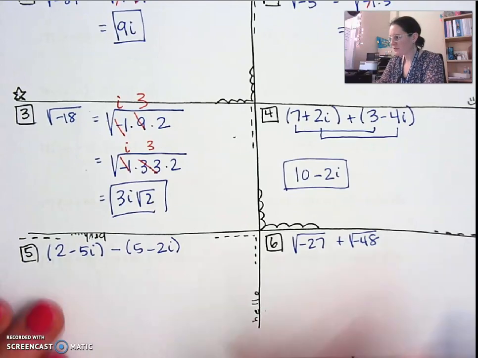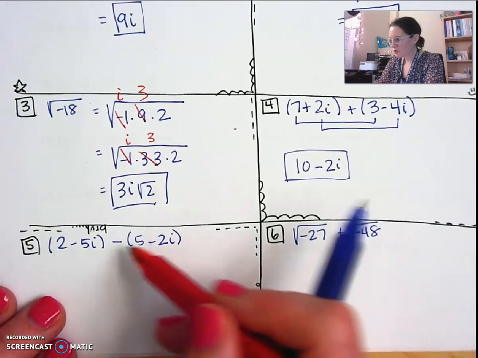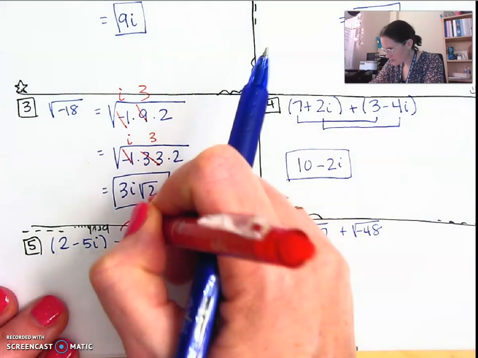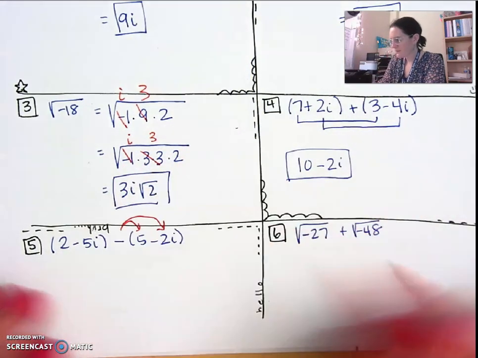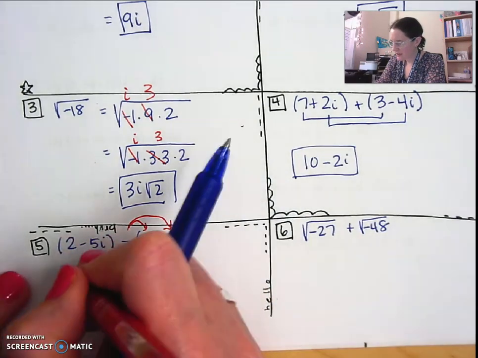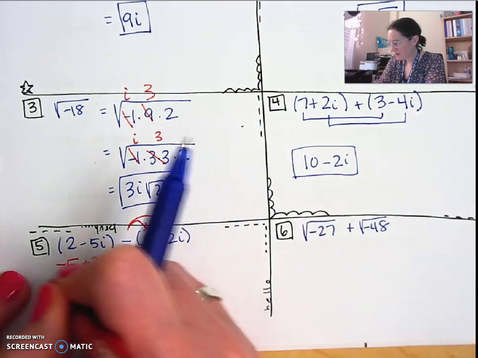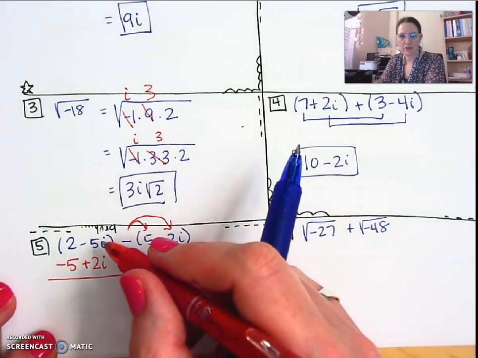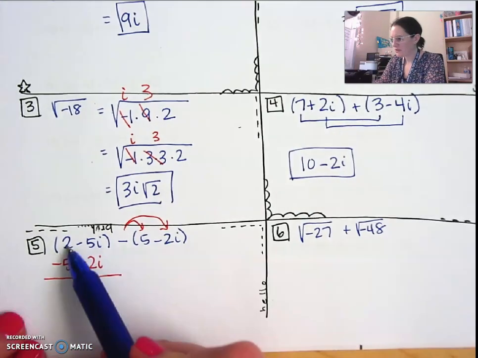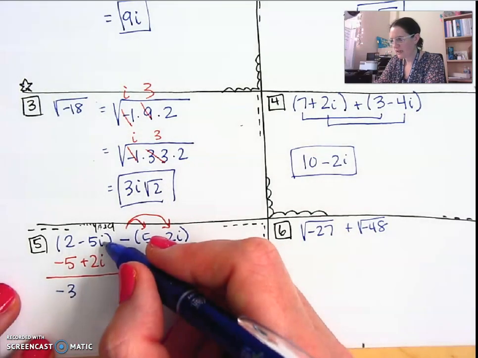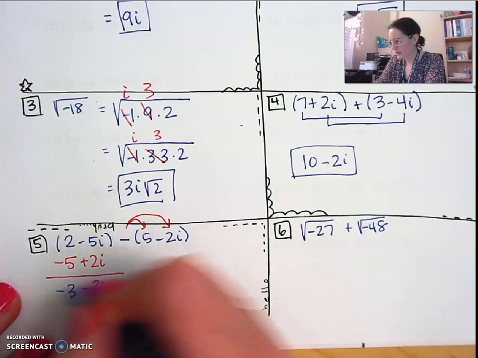On number 5, notice that you are subtracting the second complex number. That is going to require distributing the negative sign. So that will give me a negative 5 and a positive 2i that I'm going to be combining with the first complex number. So 2 minus 5 is negative 3. Negative 5i plus 2i is negative 3i.